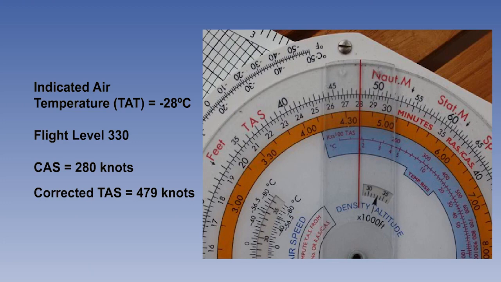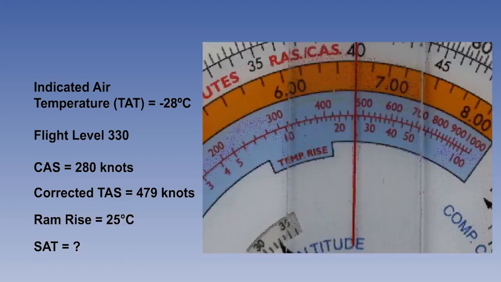Now go back to the blue scale and set the cursor on 479 knots. What ram rise does this give us? You should have found an answer of 25 degrees. So if the TAT was minus 28 degrees Celsius, what is the SAT? The SAT is minus 53 degrees Celsius.